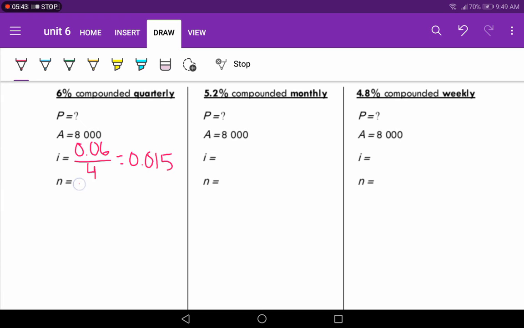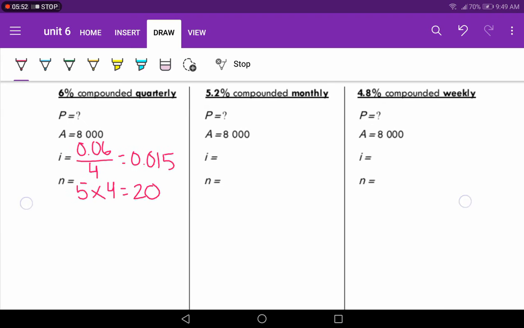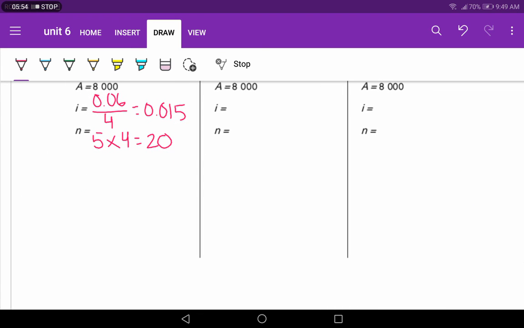To find our N, we take the amount of years and multiply by that same number of compounding periods, which is 20. So we're going to use our present value formula, which is P equals A over 1 plus I to the power of N. So again, just a matter of substitution here.